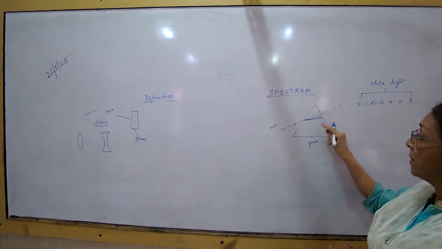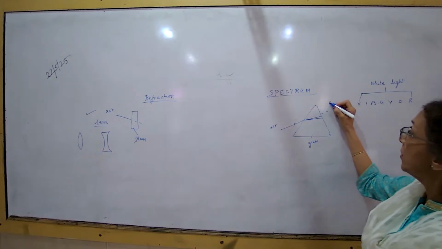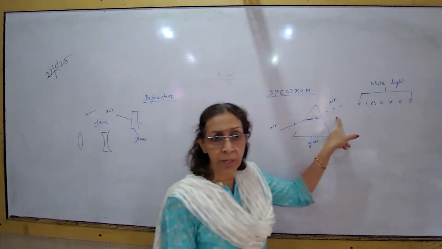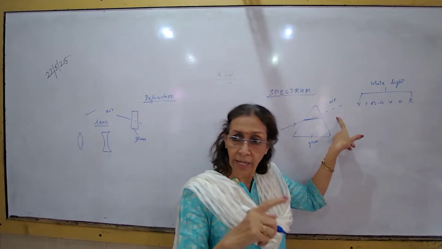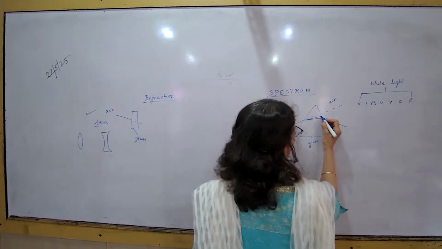In addition, what is happening? Once again, it is coming out from glass. Once again, it is coming out to air. Okay, from a denser medium, again it is coming out into the rarer medium. Once again, there's going to be a refraction. That means once again, there's going to be a bending. So you find that this bending is also going to be taking place.